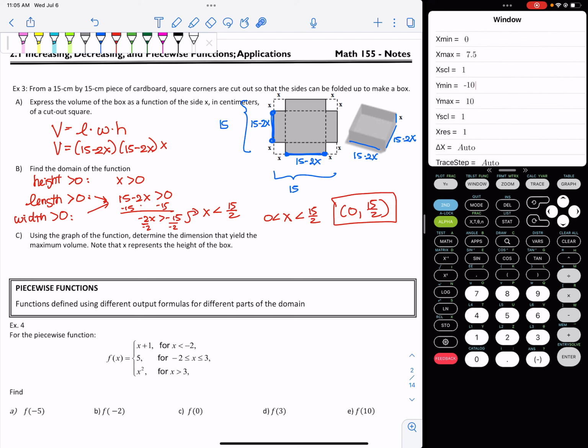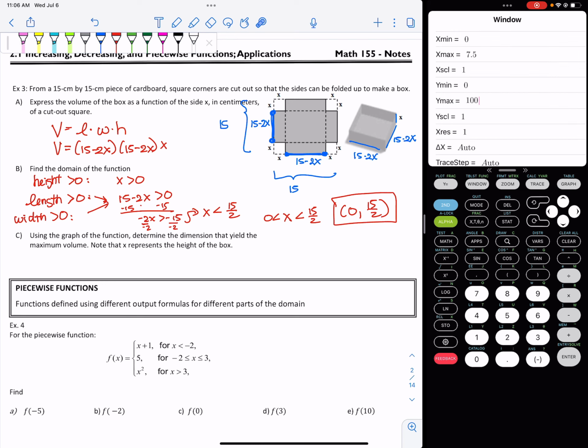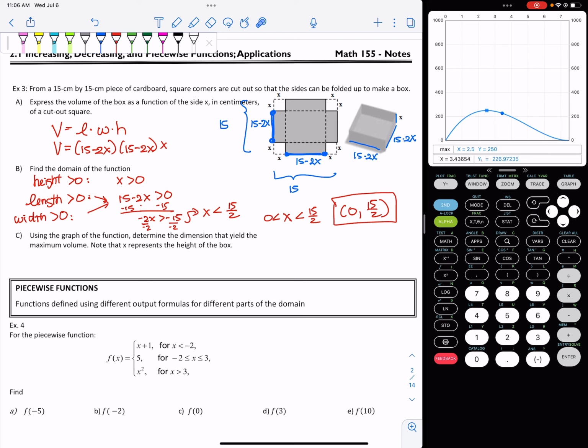For y min, the y represents the volume, and volume cannot be negative, so I'm going to have 0. And then for y max, I'm just going to increase that to 100 and see what it looks like. It looks like I need to increase the y max a little bit more, so I'm going to increase it to 1000 and see what it looks like. There we go. So the graph looks like this curve. Let's draw that out here. The graph looks something like this.